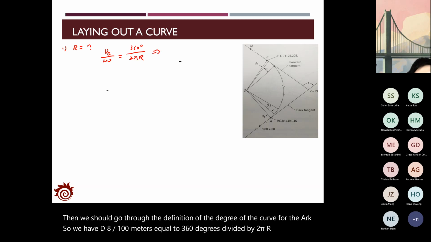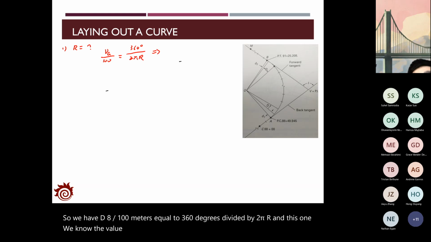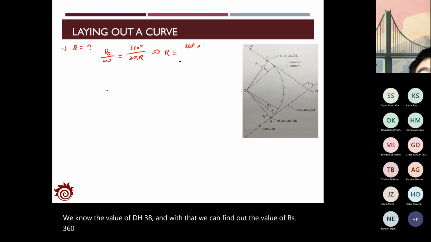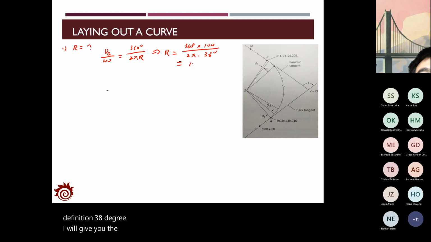We know the value of dA is 38, and with that, we can find the value of r as 360 degrees times 100 divided by 2 pi times the degree of the curve for the arc definition, 38 degrees. It will give you the result as 150.778 meters. So that's the radius of the arc, that's the first step.